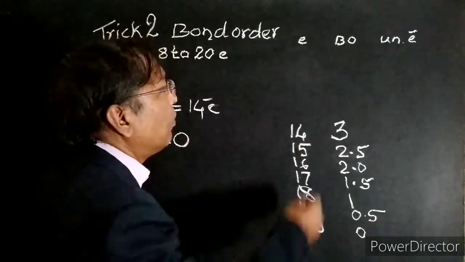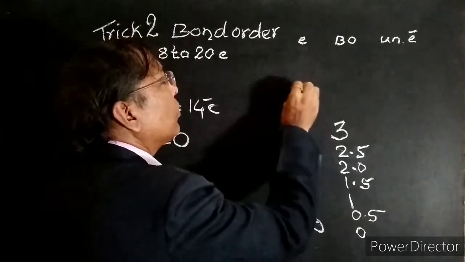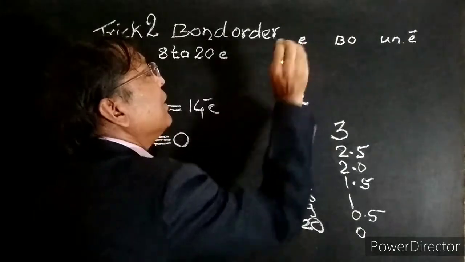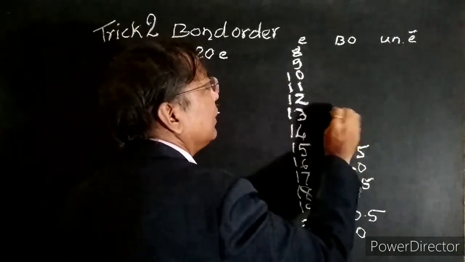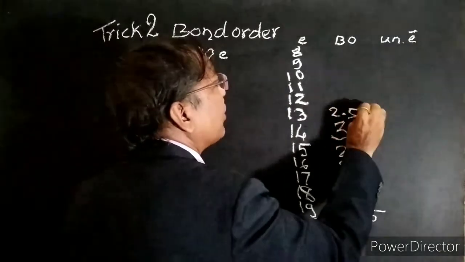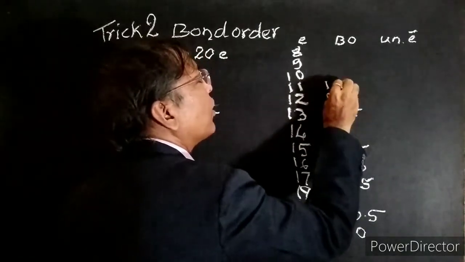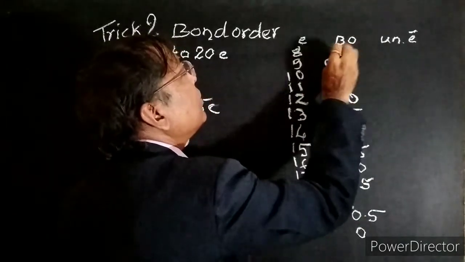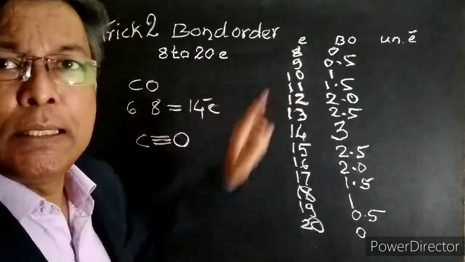If the molecule contains 13 electrons, 12, 11, 10, 9 and 8, you have to do the same thing. You go on reducing 0.5 from 3. From 3, if we reduce 0.5, it becomes 2.5. Again reduce 0.5, it becomes 2, 1.5, 1, 0.5. And if the molecule contains 8 electrons, its bond order will be 0.